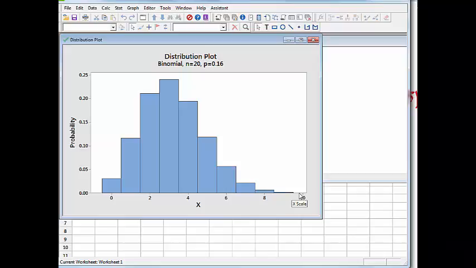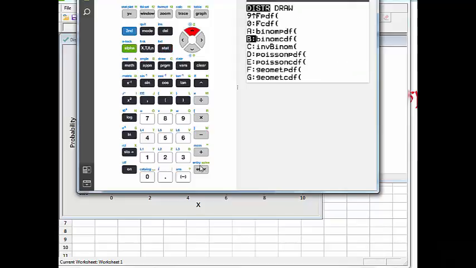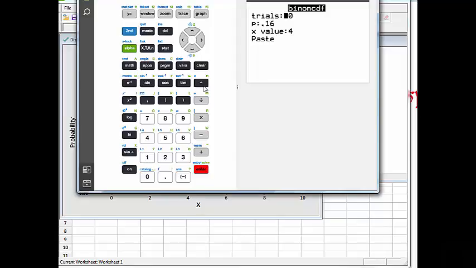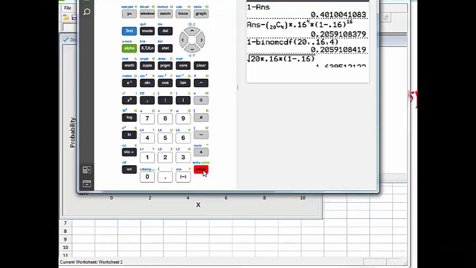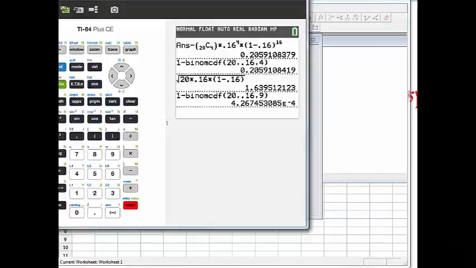But I know that I'm doing 20 trials. What's the chance, though, that I see, say, 10 or more successes in this case? The chance that I see 10 or more is 1 minus the chance that I see 9 or less, which is 1 minus binom CDF, 20 trials, 16% success probability. Put a 9 in there. This number is going to be extremely small. 4 parts in, say, 10,000, okay? It's extremely small. The chance that you see 10 or more is extremely small.